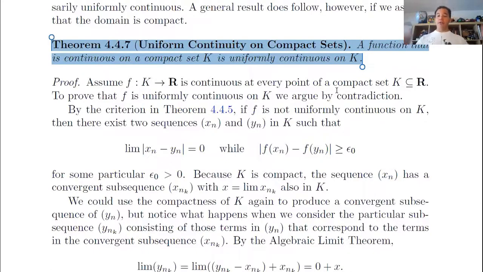X squared is continuous in the entire real numbers, but is not uniformly continuous on the entire set of real numbers. But the other way around always works. If it's uniformly continuous, then it is continuous. Well, here for compact sets, they're one and the same thing. For compact sets, continuity and uniform continuity are exactly the same thing.